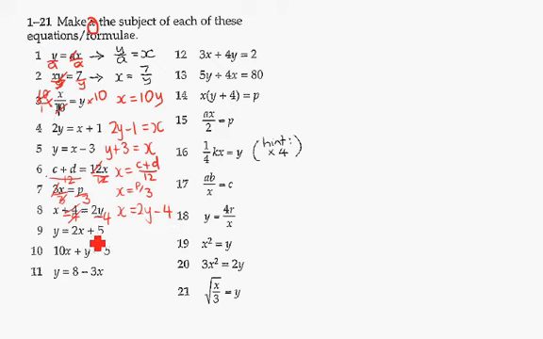Number 9, I can see that x has been multiplied by 2 first and then has had 5 added. So to reverse that process, we're going to need to subtract the 5 first, which means y minus 5 equals 2x. Now to isolate the x, this is x multiplied by 2. The opposite of multiplying is dividing by 2. And x will equal y minus 5 divided by 2.